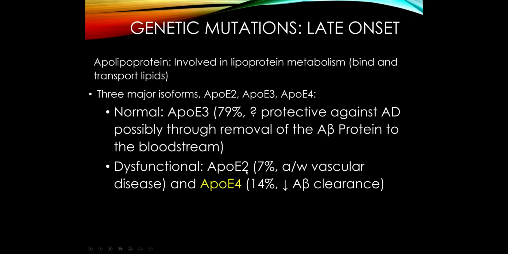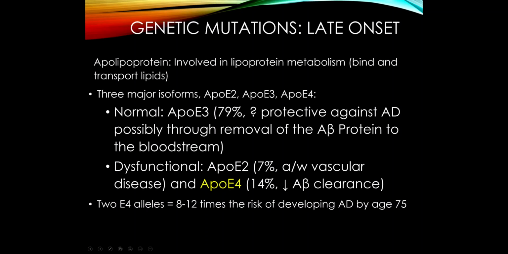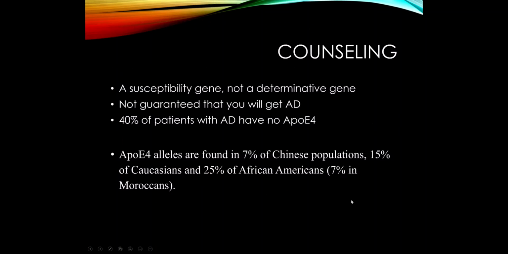The abnormal forms are the ApoE2. If you have that, there's an increased risk of vascular disease. And for our topic, most significantly is the ApoE4. Okay, if you have this form, which is in about 14% of the population, we now have reduced clearance of the amyloid beta protein. Okay, now if you have two ApoE4 alleles, we know that the risk of getting Alzheimer's dementia is 8 to 12 times higher. And so again, these are mainly in the elderly population.